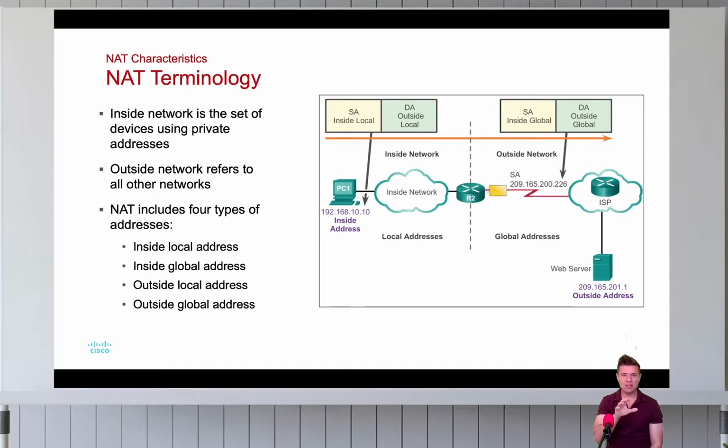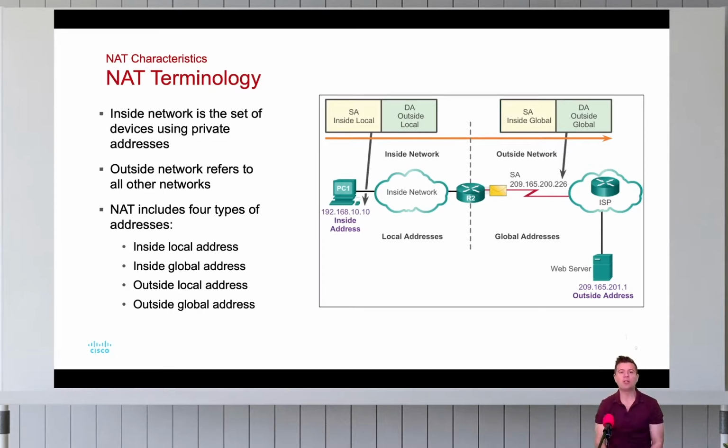Then we have an inside global address. And remember, inside doesn't literally mean inside your network. Inside, quite frankly, just means inside your organization. So it's a network that's associated with a specific organization. The inside global address is a public IP address that is associated with your network. In most instances, it's basically the IP address of the interface on your router that you use to connect to your ISP. So that's your inside global address.